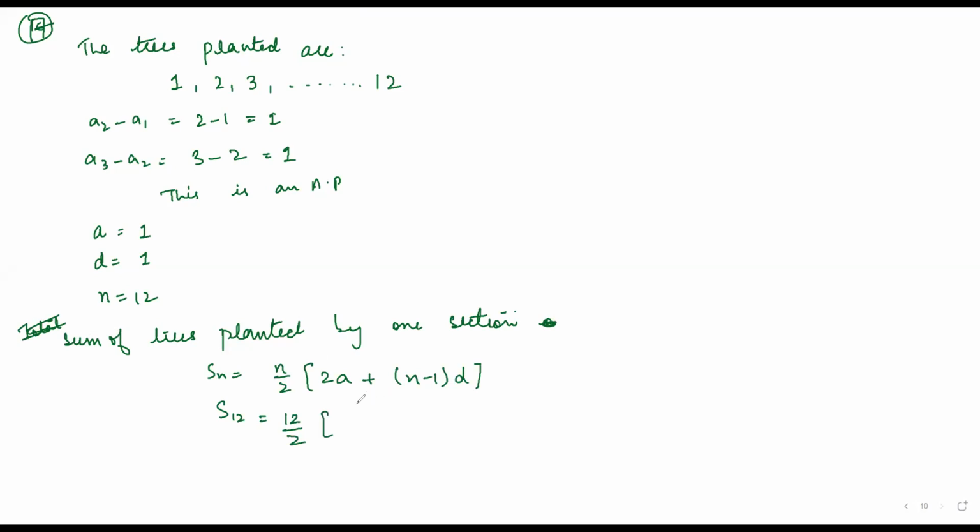Ma'am, we can use L, right? A plus L. Yeah, that also you can do. Consider the last term as 12. That will give the same answer. So 2a, 2 into 1 plus, then you have 12 minus 1 into d is again 1. So this is 6 into 2 plus 11, right? So this will be 6 into 13, right? Yeah, and this will be 6 into 3 is 18, carry 1, 78. So by one section, 78.